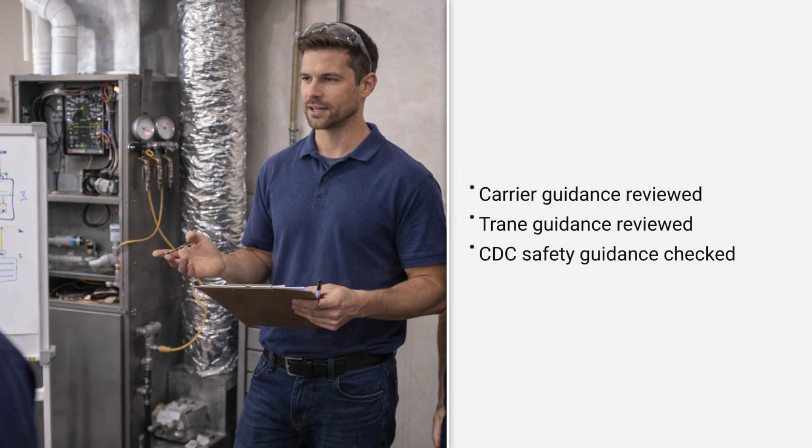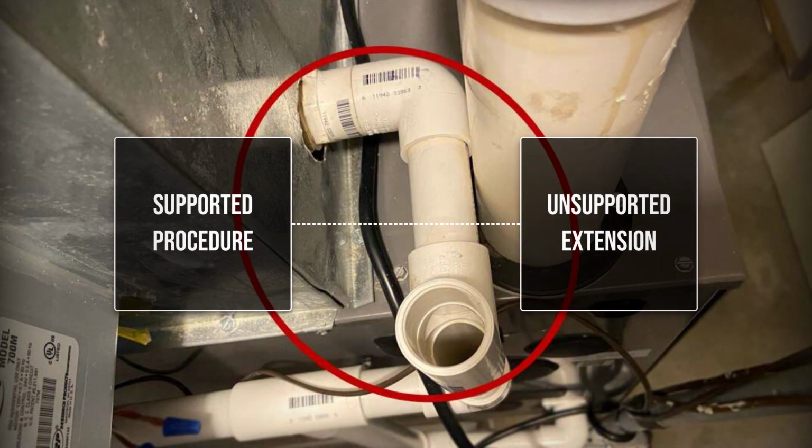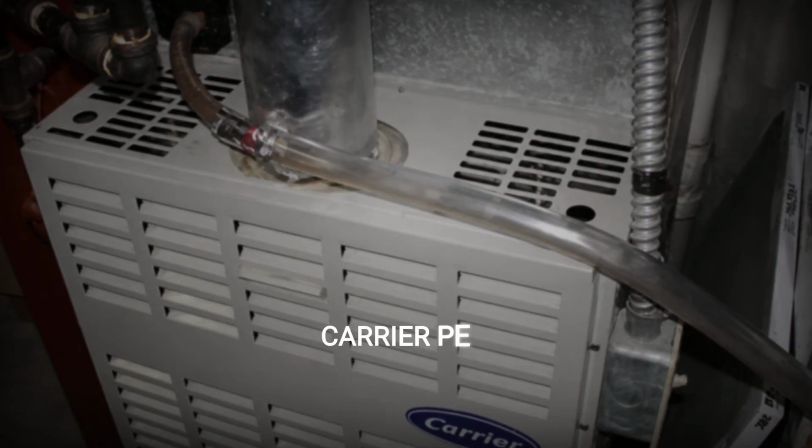We tested 7 claims against Carrier, Trane, CDC, Poison Control, and NIOSH guidance. Each check has 2 sides, the supported lane and the crossed boundary. Together, they show exactly where the manufacturer's permission stops.